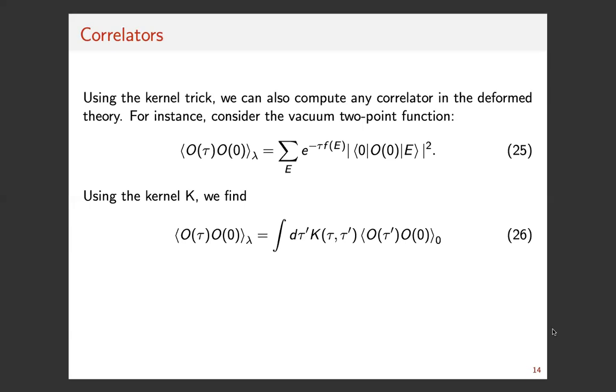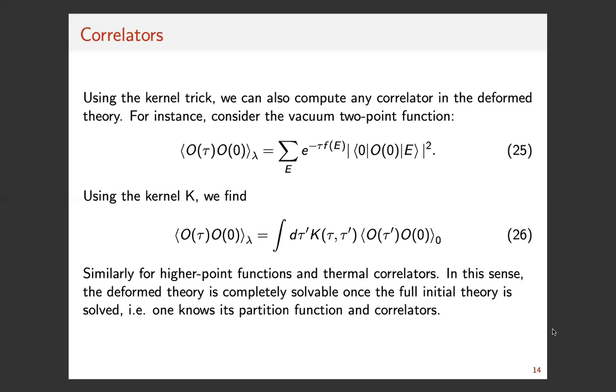Again, using this kernel, I can get the deformed two-point function from the original two-point function. In this sense, we've kind of solved the deformed theory. The only thing you need to know is this kernel, and once you know the kernel, in principle, you can compute anything you like. It might be complicated, but in principle, all the ingredients are there.